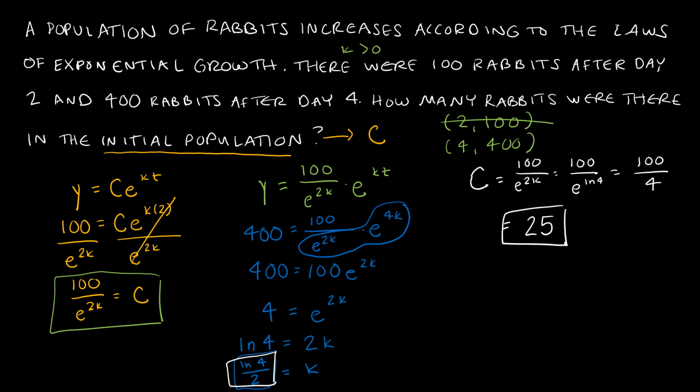Now, are we done? Do we have to do any more? The question says, how many rabbits were there in the initial population? Which means we're trying to solve for c. I've just solved for c, so there were 25 rabbits in the initial population. Now, notice I did not write the full model, and that's okay because in this question they didn't ask me to. They just said solve for c. So that is what I did.